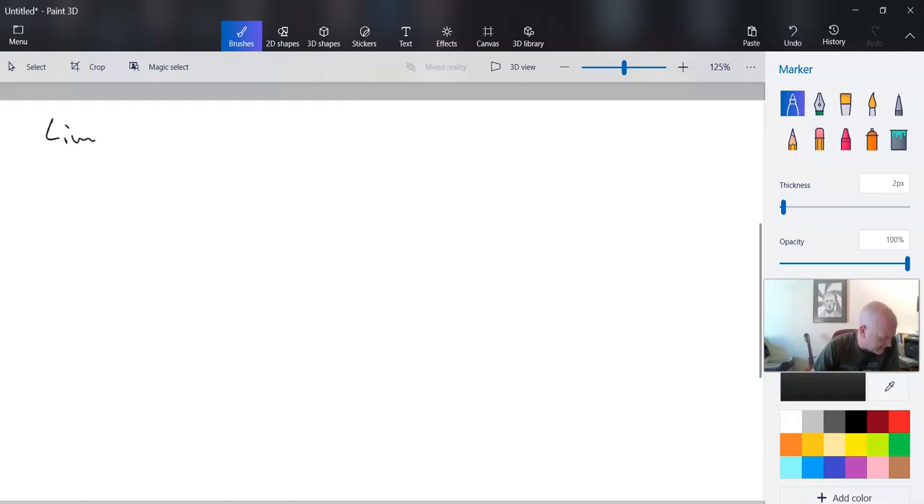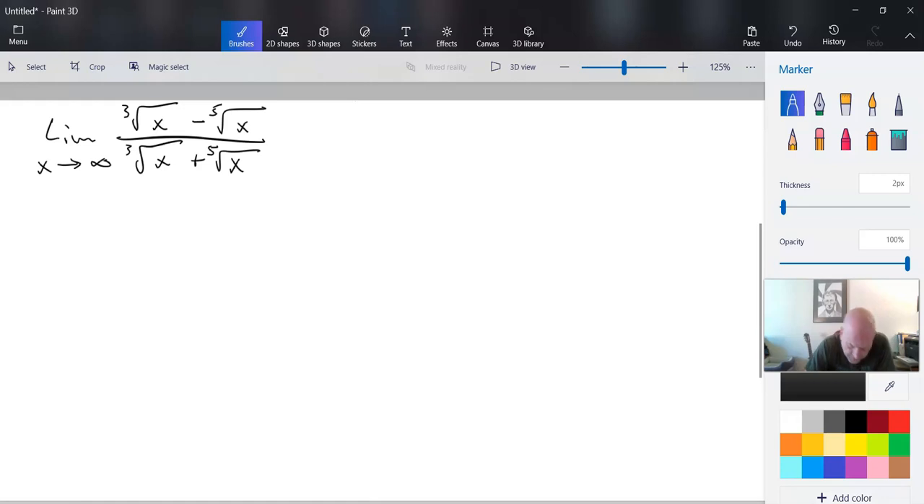So let's say we're taking the limit as x goes to infinity of the cube root of x minus the fifth root of x over the cube root of x plus the fifth root of x. Right? What do you do with that? That seems very odd. So, let's see what we can do.